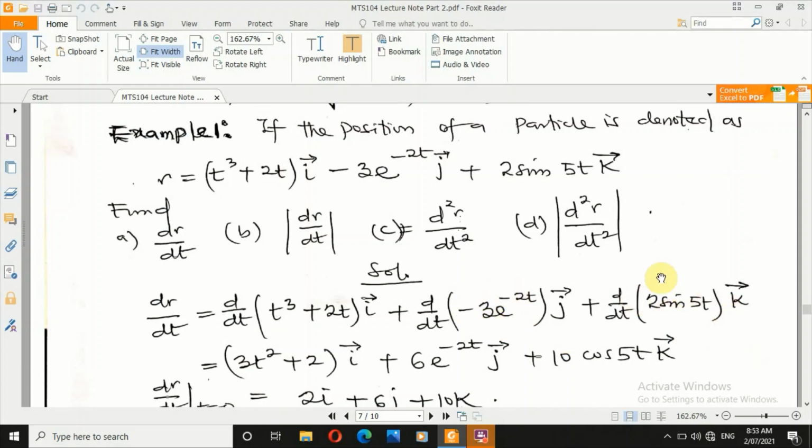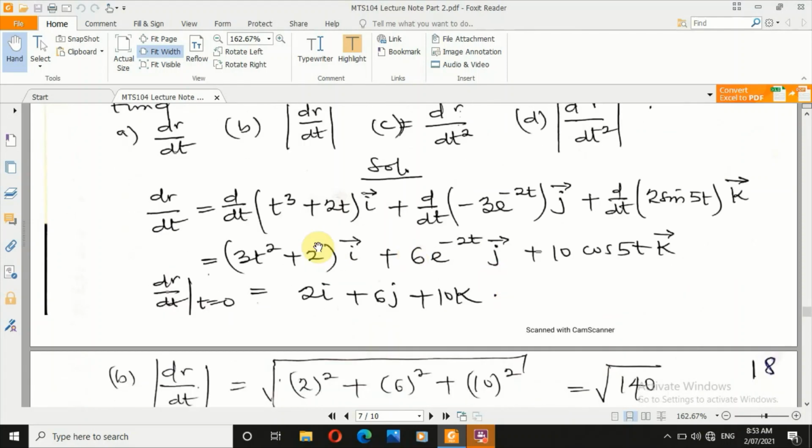Now what about trigonometry? If you differentiate sine, you have cos. But don't forget that if you are to differentiate sine 5t, you need to differentiate what is inside. If you differentiate 5t, you have 5, then 5 times 2 will give you 10. So that is how we get this one to be the velocity.